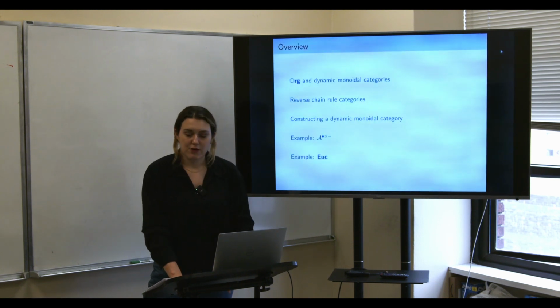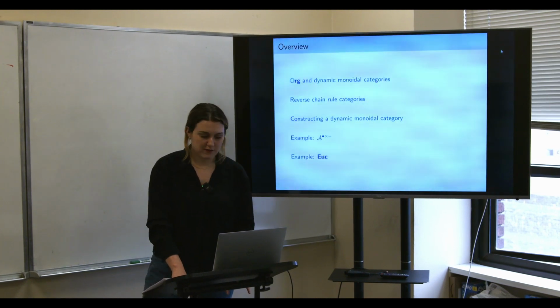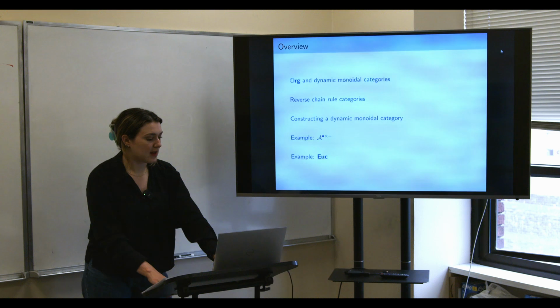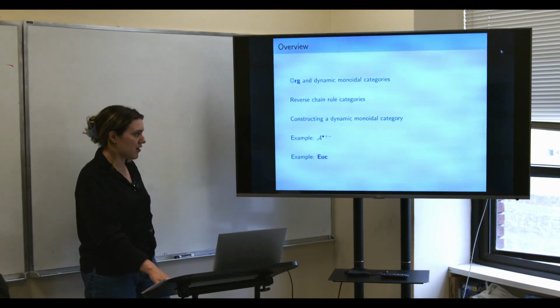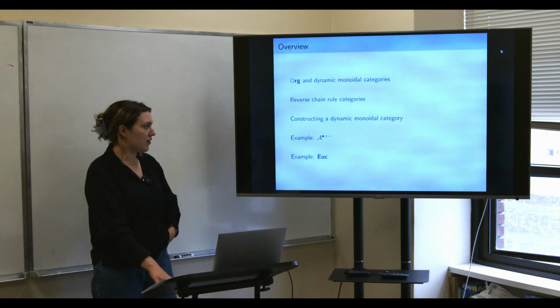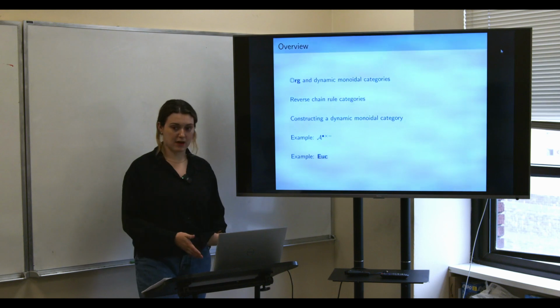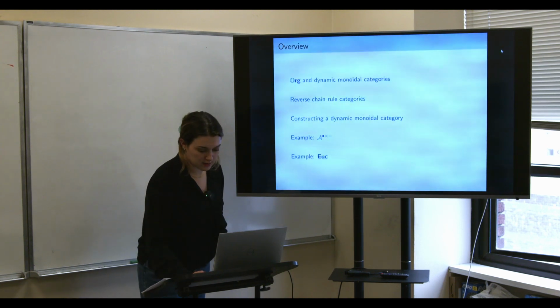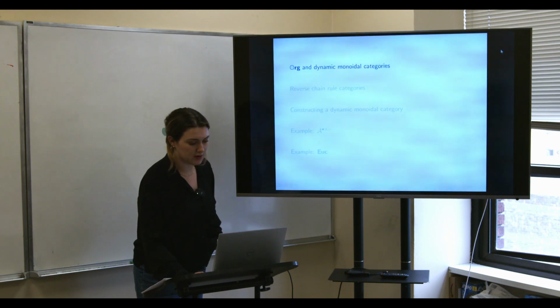So we're going to go through 5 subsections. We're going to talk about the category Org of dynamic organizations and dynamic monoidal categories. Then we're going to talk about what we're calling reverse chain rule categories. We're going to walk through our actual construction, and then we have 2 examples to walk through. So we'll start out where I said we were going to start out.